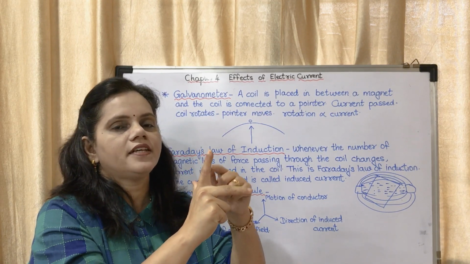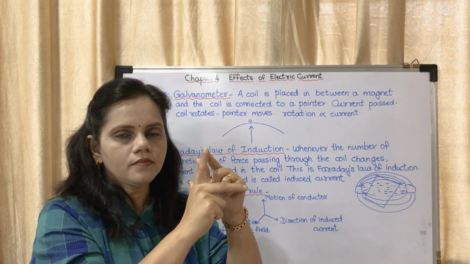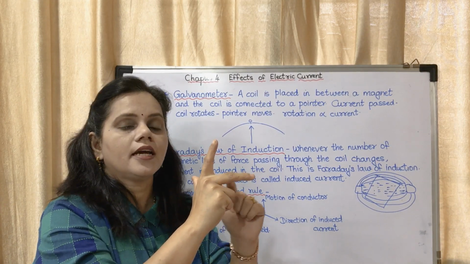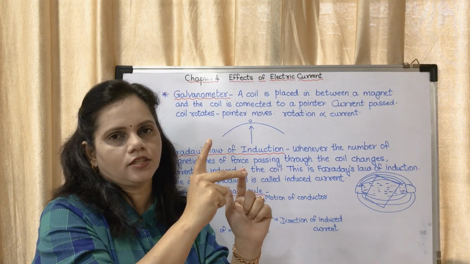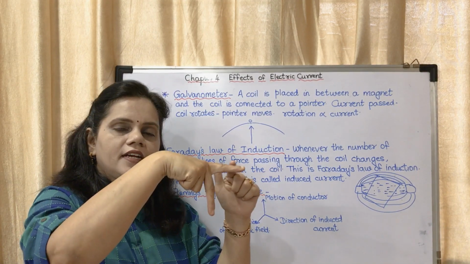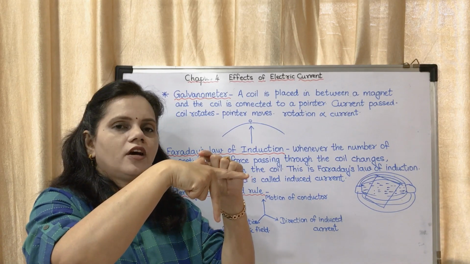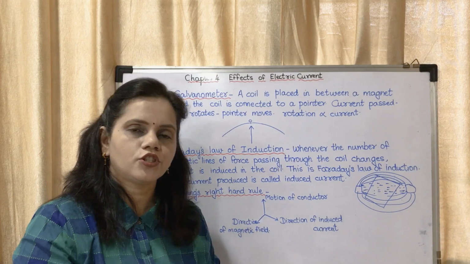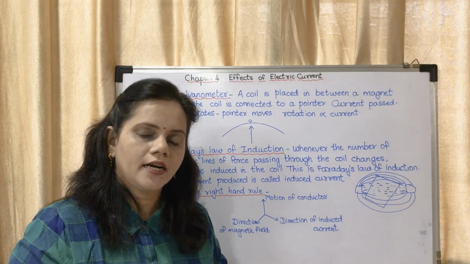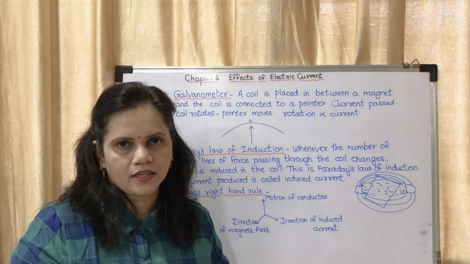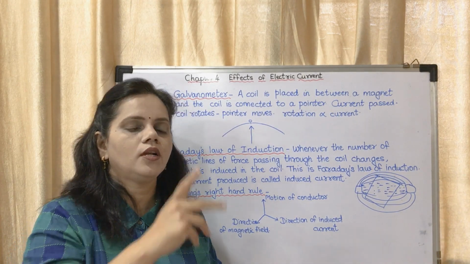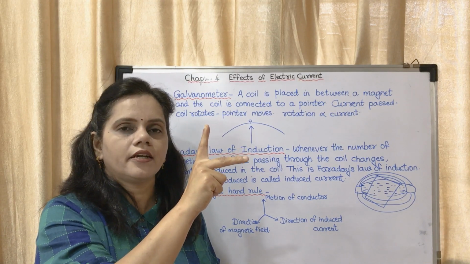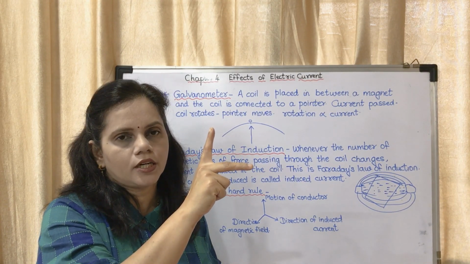That means if this is the magnetic field and you are moving the wire perpendicular to that, then the electrons will start moving in this direction. If there is a magnetic field in this direction and you are moving the conductor in this direction, then the current will start moving through the conductor in the direction of the central finger. So what is Fleming's right hand rule? Stretch your thumb, index finger and central finger mutually perpendicular to each other.